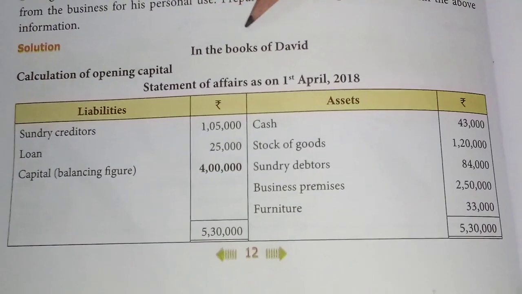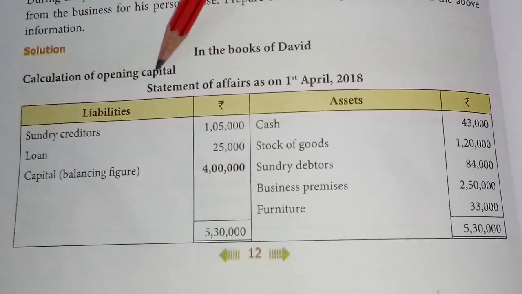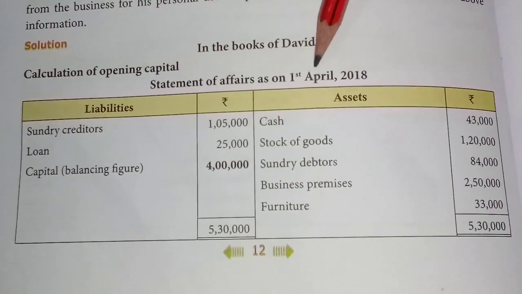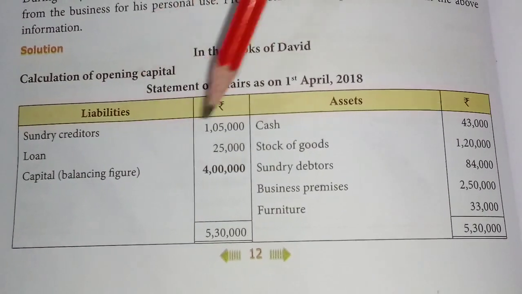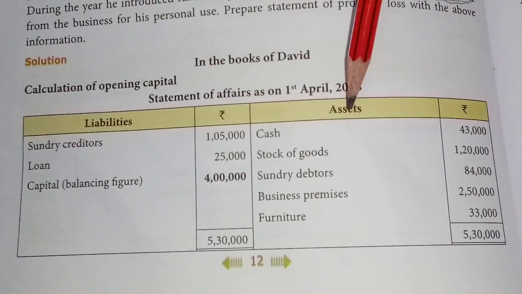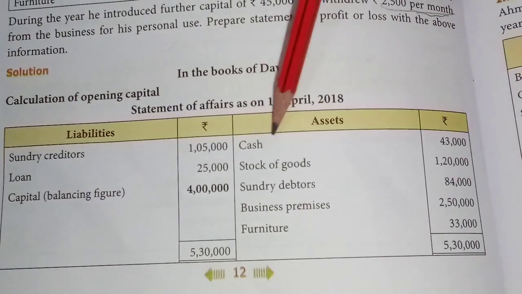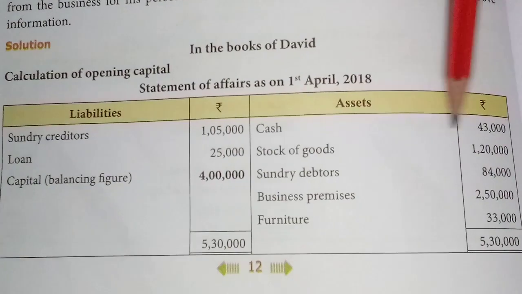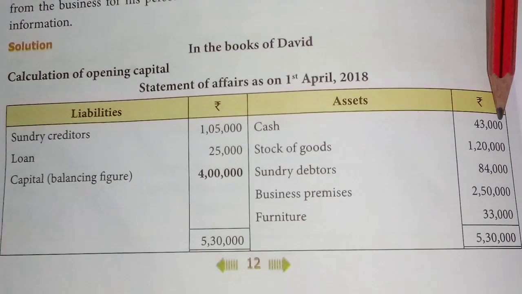Write the heading, in the books of David. No need to write calculation of opening capital. Statement of affairs as on 1st April 2018. Write liabilities, rupees, assets, rupees. First one, current assets. So first item, cash. Second item, stock of goods. Here you have to write the amount clearly.